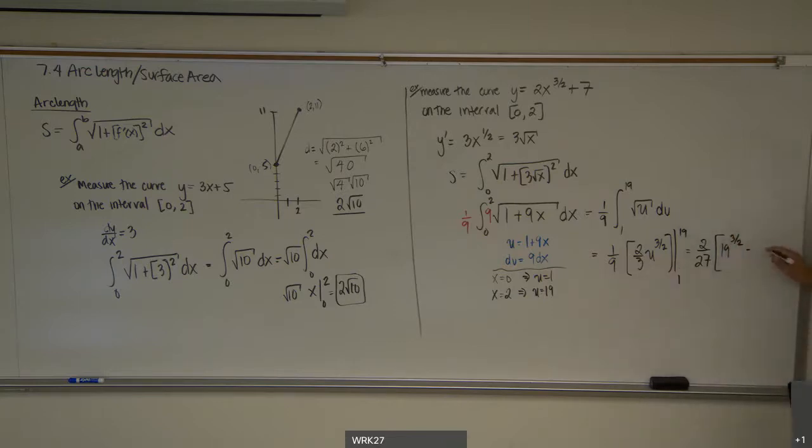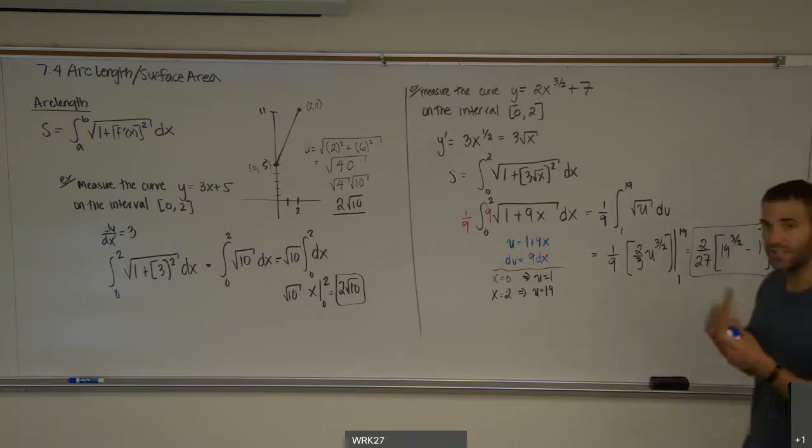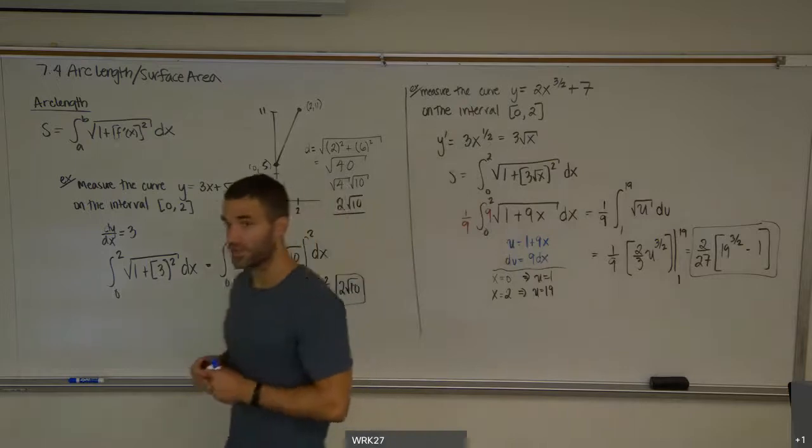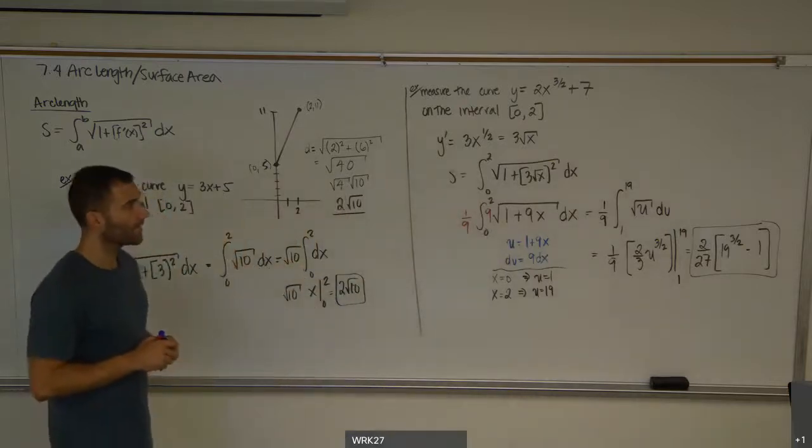Now 1 to any power is 1, so I'm just going to write 1 here. Even though it's 1 to the 3/2, I simplify that. 19 to the 3/2 doesn't simplify nicely, so I will just leave it as this. And although this doesn't look like a nice answer, we can put it in a calculator, get a decimal if we wanted to, but this is the exact form. This is the value of the arc length of this curve on the interval 0 to 2.